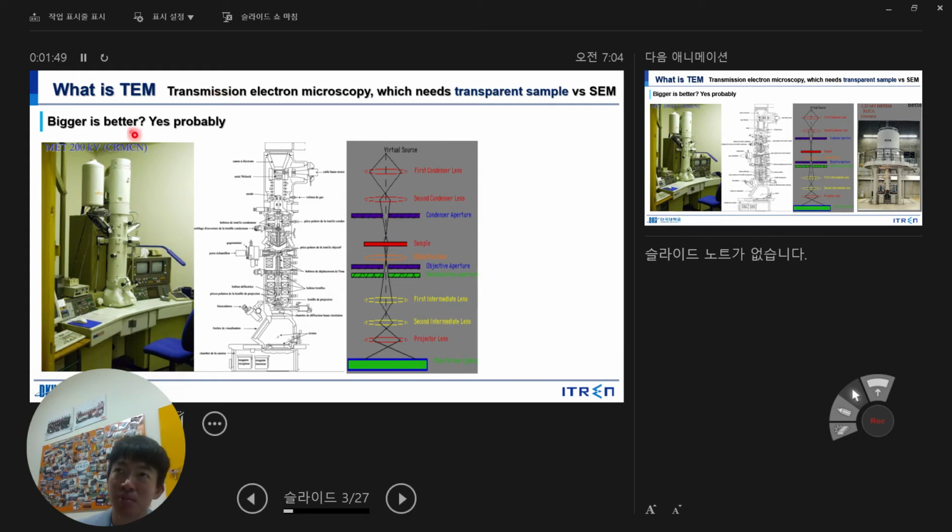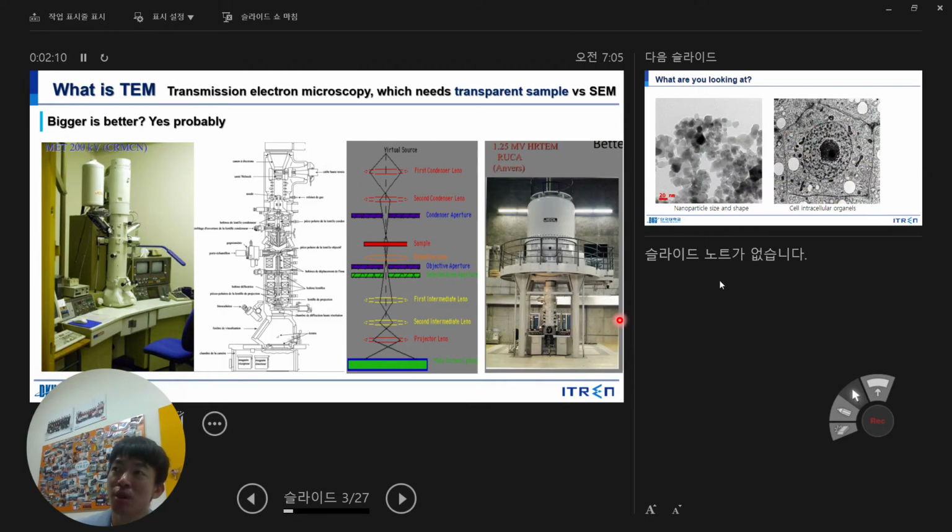Okay. And then how is the size of the TEM machine? Like this. Bigger is better? Yes, actually, bigger is better. So how do you know the resolution of the TEM machine? This is the voltage, 200 kilovolts. And when you look at this huge TEM, 1.25 megavolts, it is called high resolution TEM. So depending on the size and depending on the power, you can know their resolution.